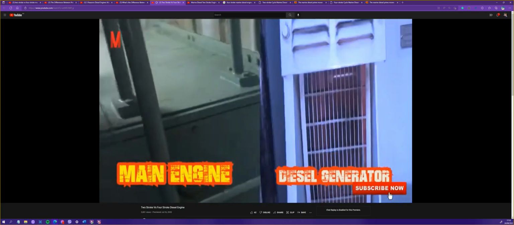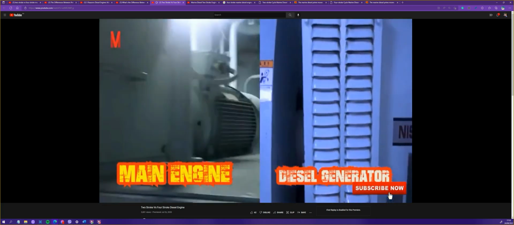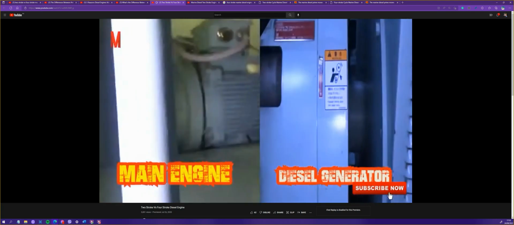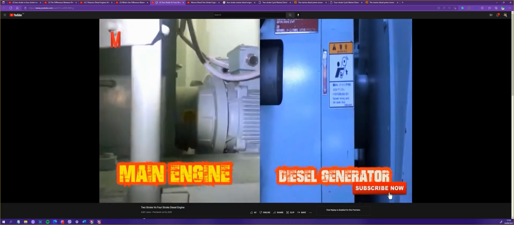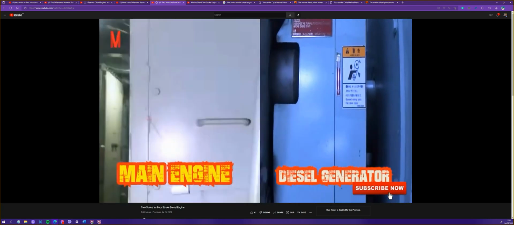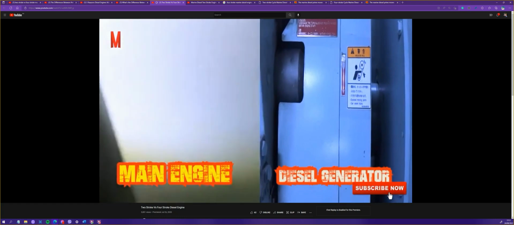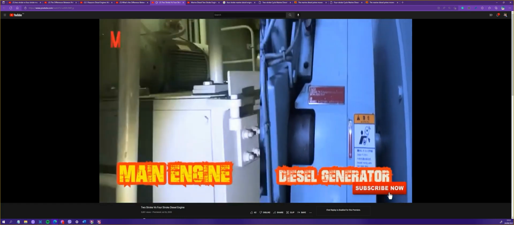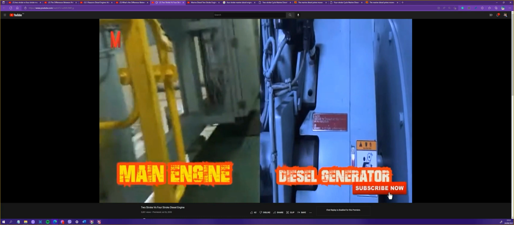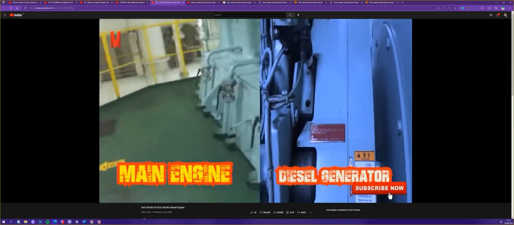Kaya naman diesel generator, 4-stroke ang ginagamit niya dahil ang alternator natin, it requires higher speed. So, mas practical na 4-stroke engine ang gamitin mo kaysa sa 2-stroke engine. Ang 2-stroke engine is low speed yan eh.